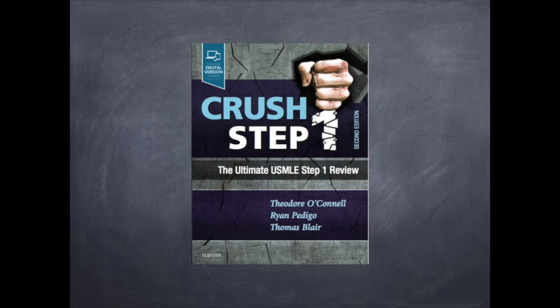Now let's talk about blood supply. Cerebral circulation is provided by the left and right internal carotid arteries and the left and right vertebral arteries. The anterior circulation is provided by the internal carotid arteries, which branch into the anterior and middle cerebral arteries. The posterior circulation is provided by the vertebral arteries, which fuse to form the basilar artery, which supplies the brainstem and cerebellum, which in turn branches into the posterior cerebral arteries.